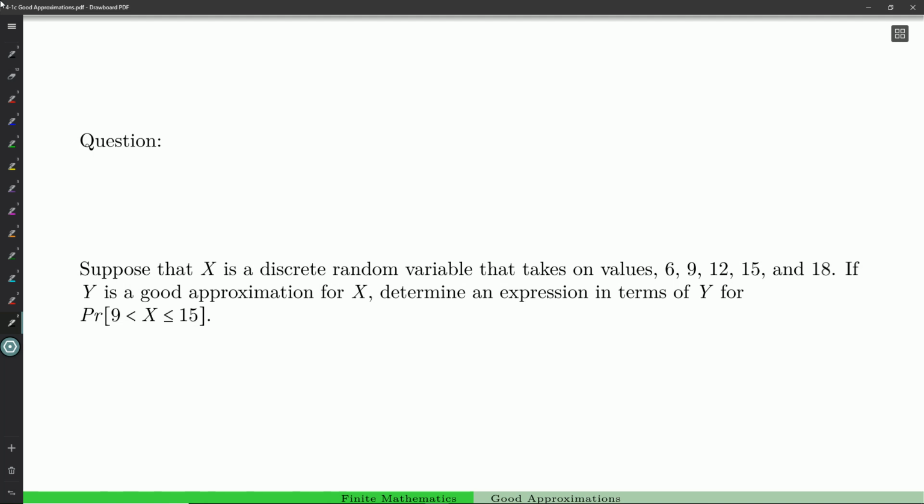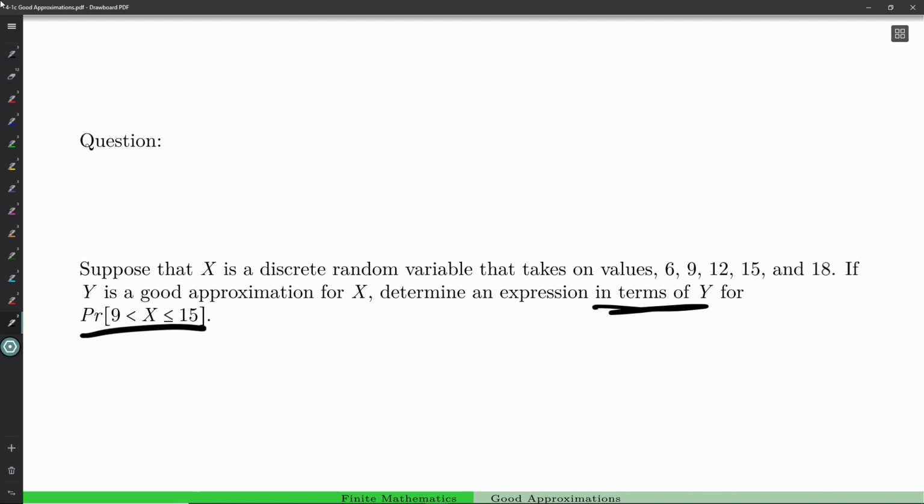Suppose that x is a discrete random variable that takes on the values 6, 9, 12, 15, and 18. If y is a good approximation for x, determine an expression in terms of y, the probability that x is greater than 9, less than or equal to 15.